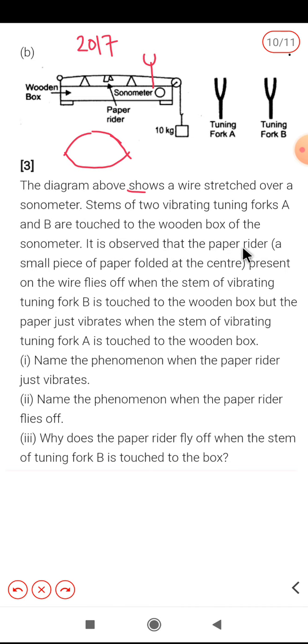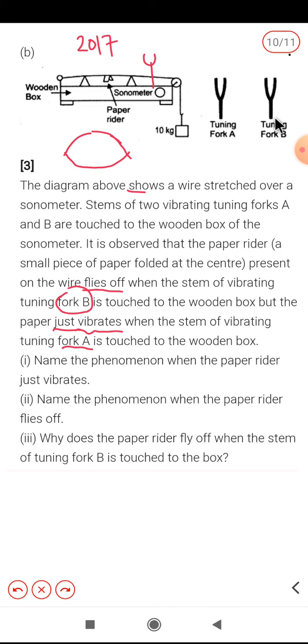It is observed that the paper rider, a small piece of paper folded at the center, present on the wire, flies off when the stem of vibrating tuning fork B is touched on the wooden box. But the paper rider just vibrates when the stem of vibrating tuning fork A is touched on the wooden box. So basically क्या करना है, पहले ये वाइब्रेटिंग ट्यूनिंग फोर्क उन्होंने सोनोमीटर बॉक्स पे रखा A वाला, तो पेपर राइडर जस्ट वाइब्रेट हुआ. Just vibrate means it's a case of force vibration, no resonance occurred.